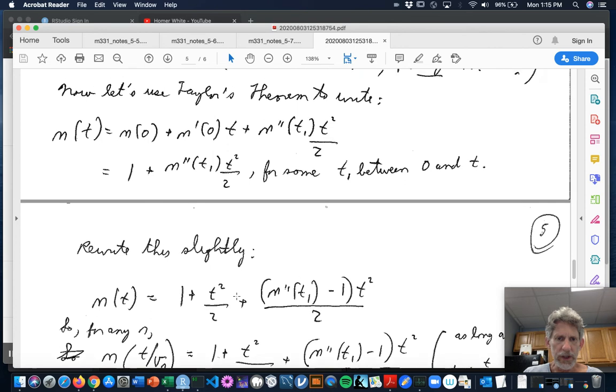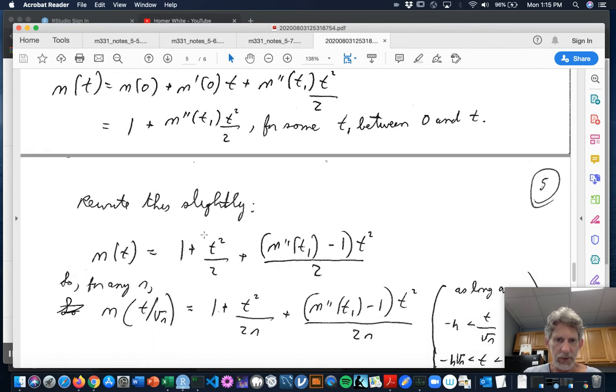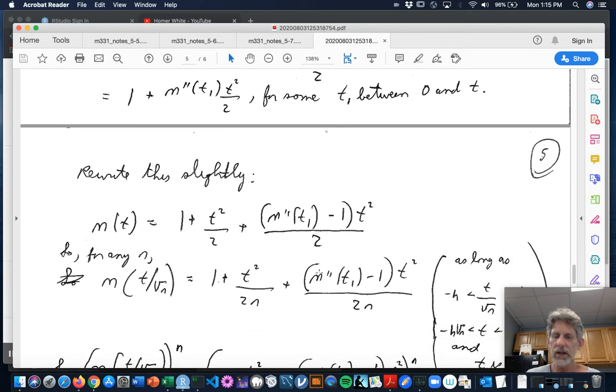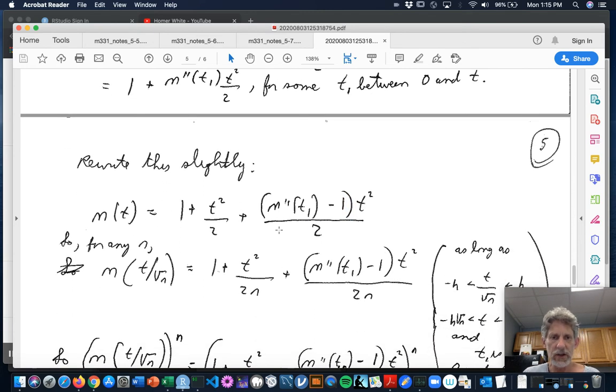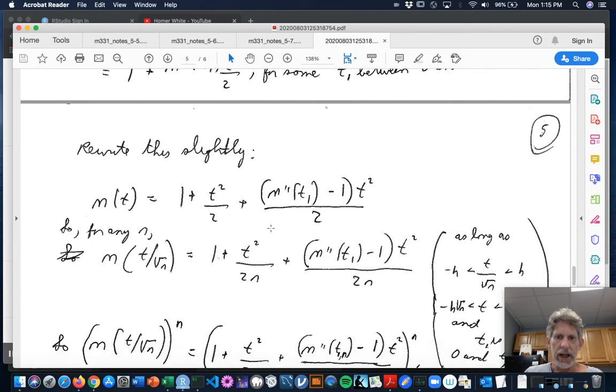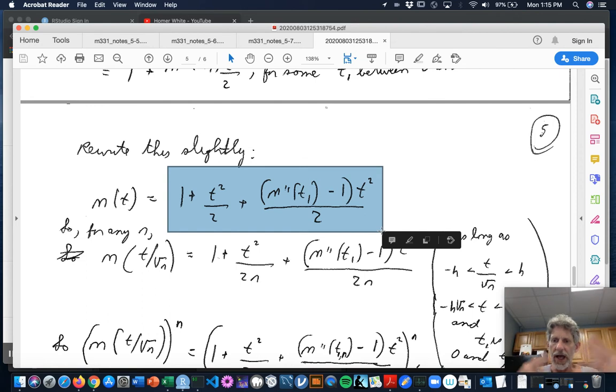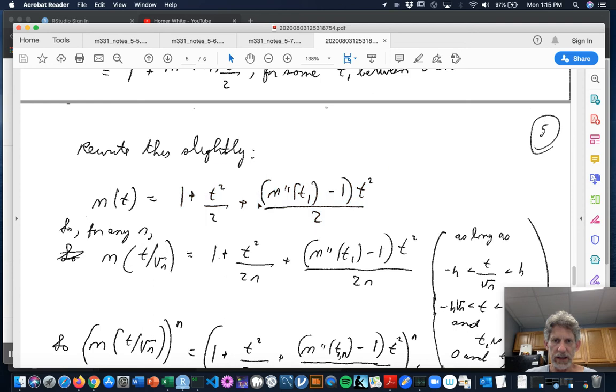Now I'm going to rewrite this slightly. I'm going to throw in a t squared over 2 and subtract the t squared over 2 right here, so I'm not really changing anything. And so that's how m of t looks. And you can see why I'm doing that. That L'Hopital's rule doohickey had a 1 plus r over n kind of thing going on here. Maybe I'm just trying to get something a little bit extra going. Let's see what happens.